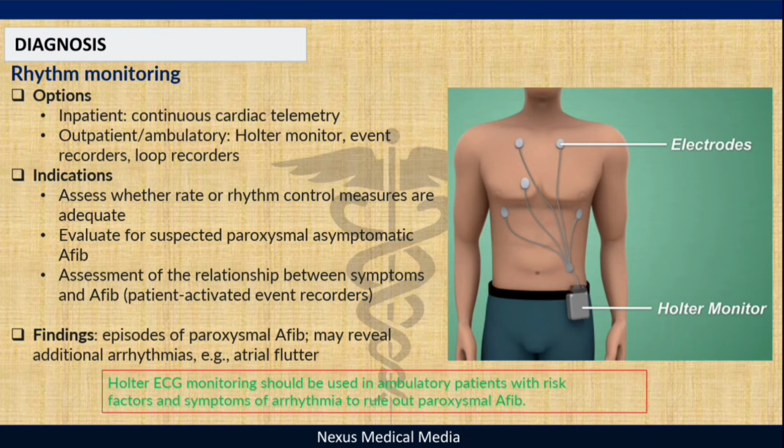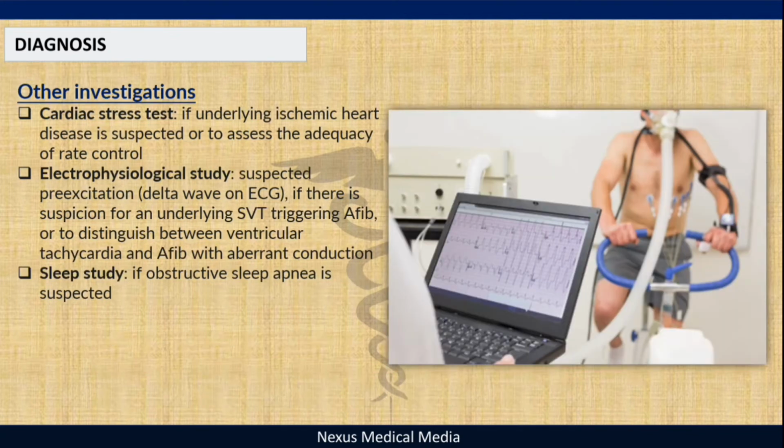Rhythm monitoring is indicated to assess whether rate or rhythm control measures are adequate. Also to evaluate for suspected paroxysmal asymptomatic atrial fibrillation, and assessment of the relationship between symptoms and AFib, thus patient-activated event recorders. The findings are usually episodes of paroxysmal AFib, which may reveal additional arrhythmias, for example, atrial flutter. Right, we will talk about atrial flutter in this video as well.